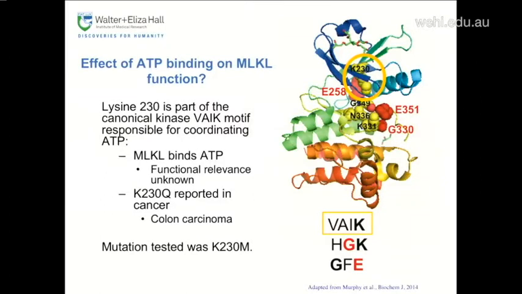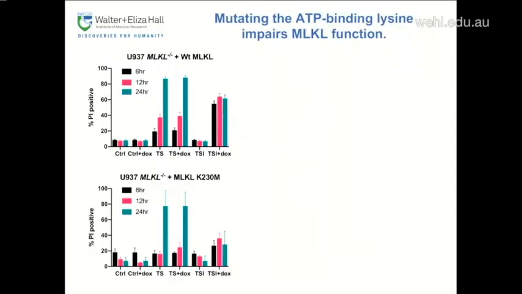So the other mutation I just wanted to talk about here was the lysine 230. That's part of the canonical kinase VAIK motif, which is responsible for coordinating ATP. And we know that MLKL does bind ATP. And why I'm including this one in here is that this protein has been reported to be mutated in cancer, although it's not the exact mutation that we tested here.